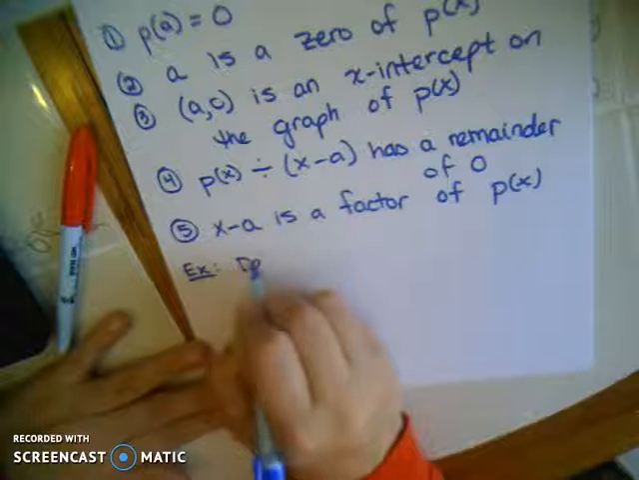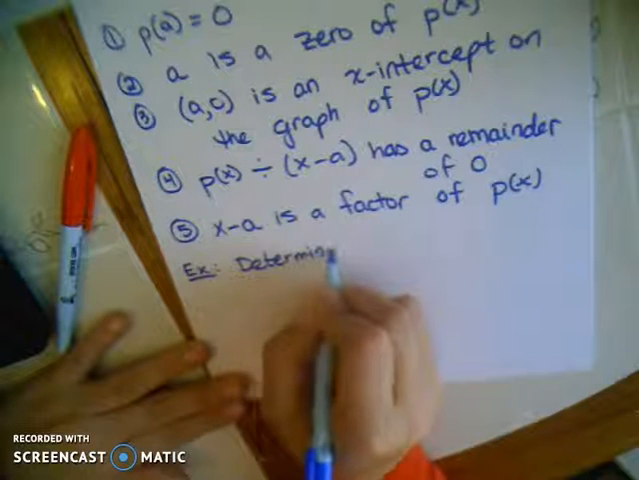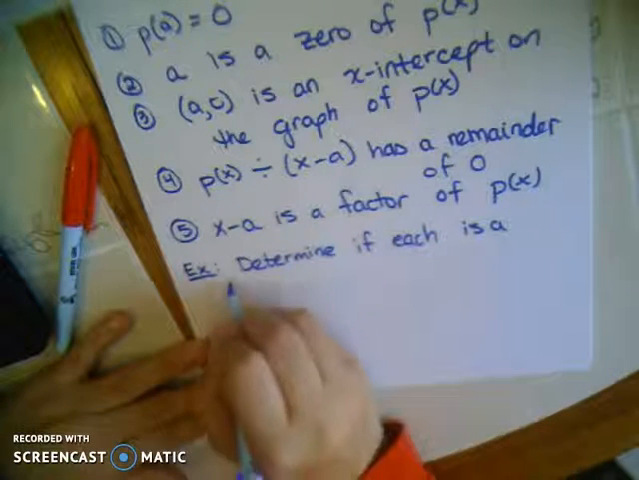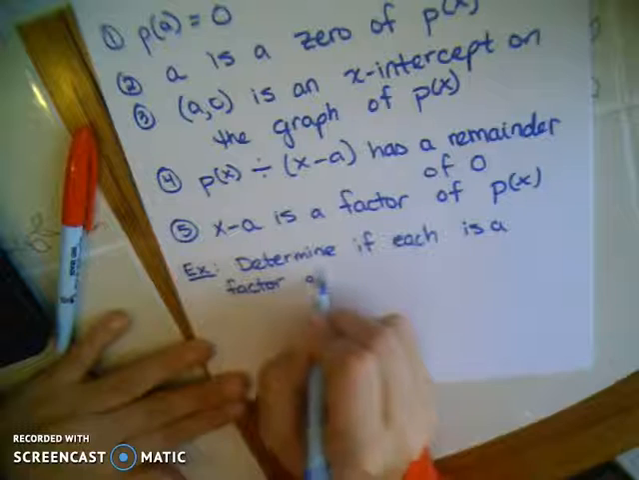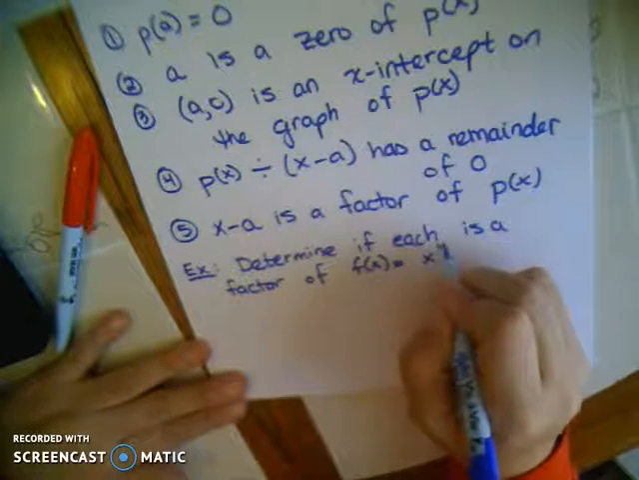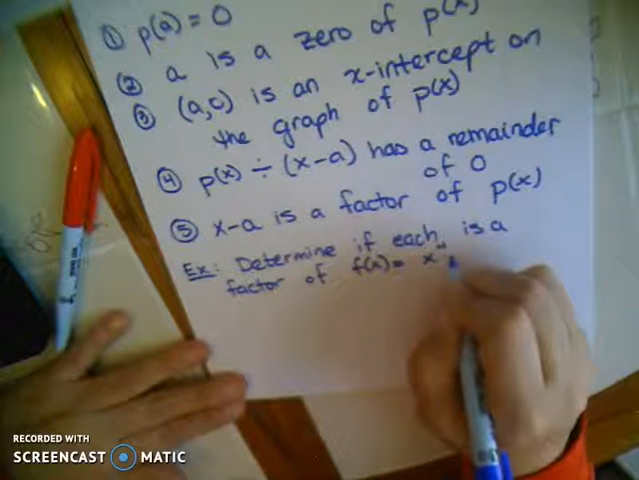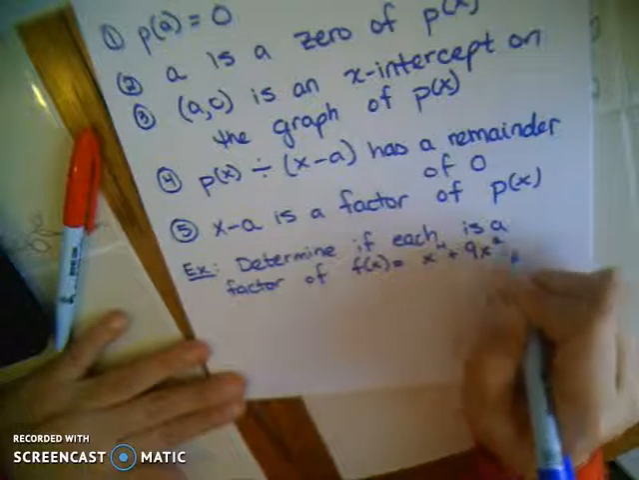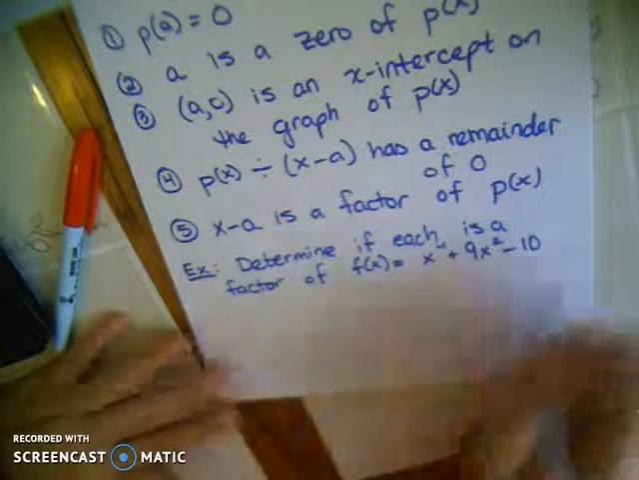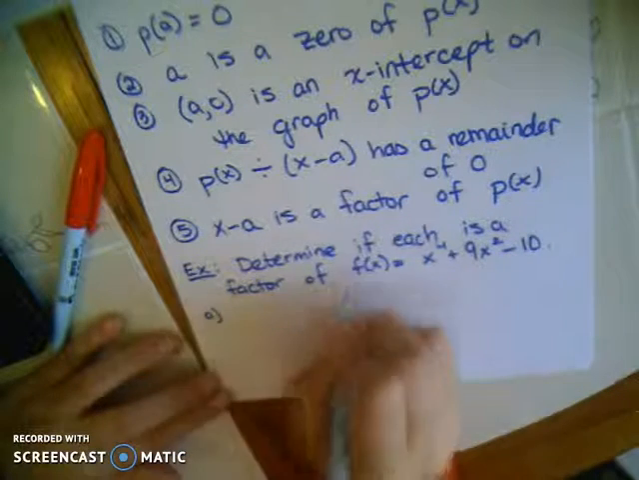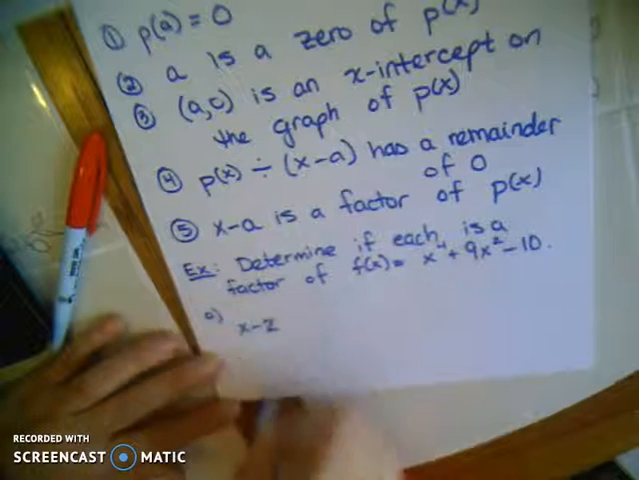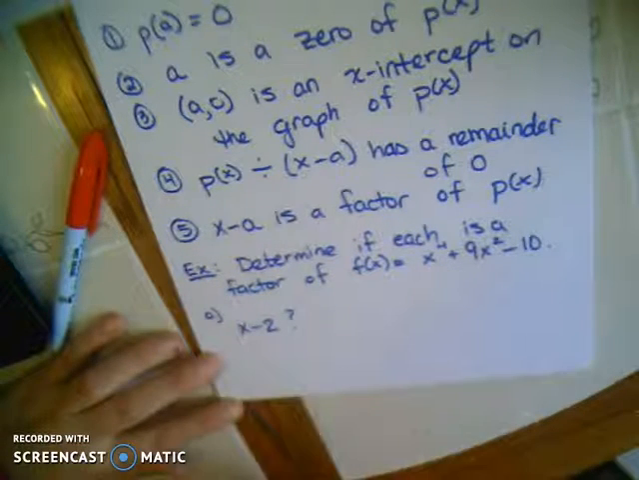So we're going to determine if each is a factor of f of x equals x to the 4th plus 9x squared minus 10. And we're going to use that same polynomial and do a few examples. And the first one we're going to try, let's say, is x minus 2. Is x minus 2 a factor of that?